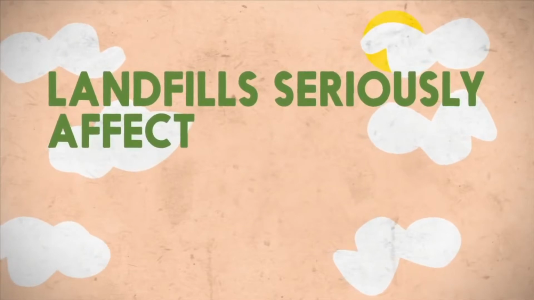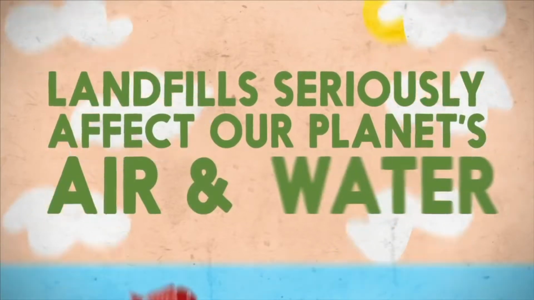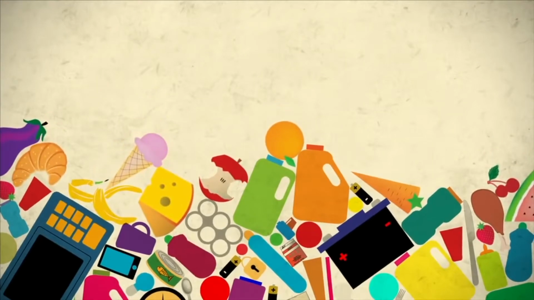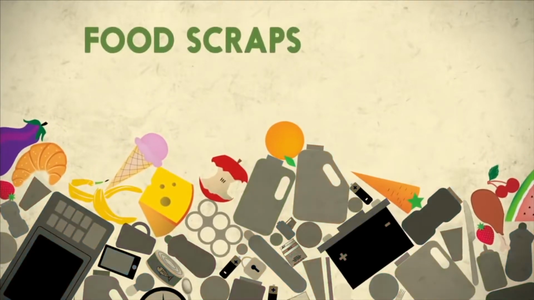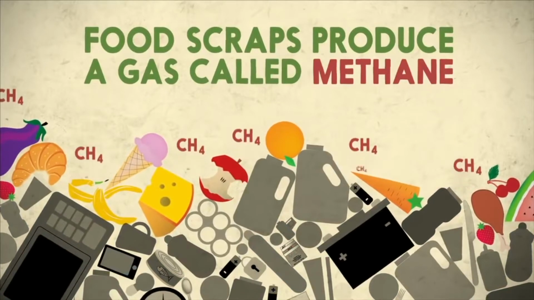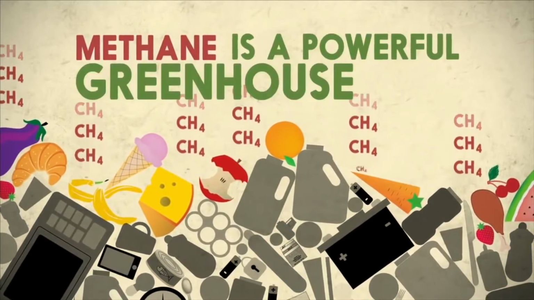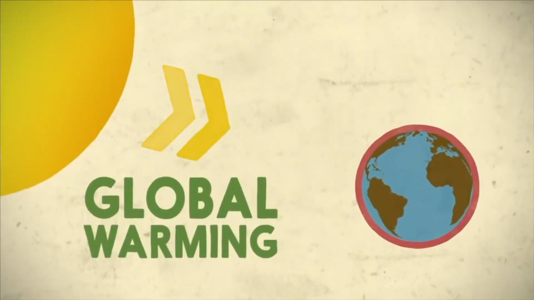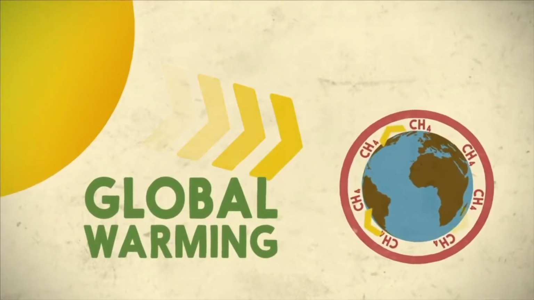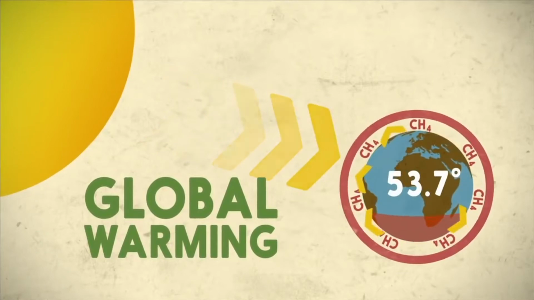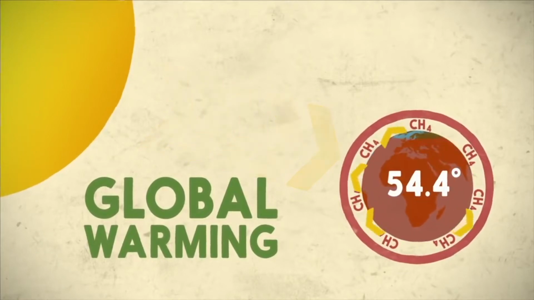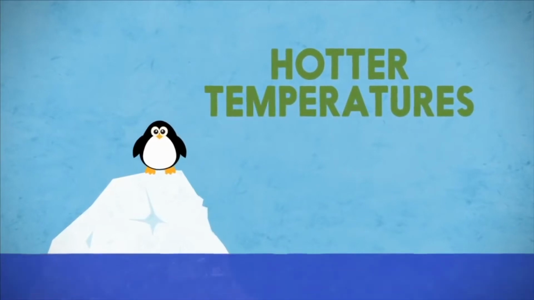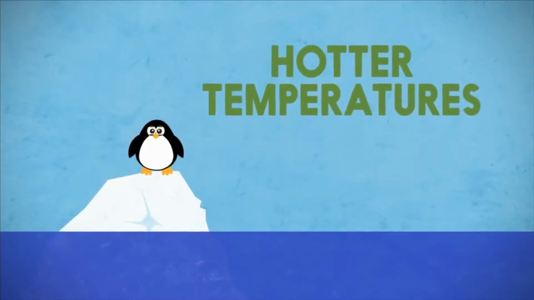Landfills seriously affect our planet's air and our water. When sent to a landfill, leftover food, also known as food scraps, will produce a gas called methane. Methane is a powerful greenhouse gas that goes into our air and contributes to global warming in a big way. Greenhouse gases trap the sun's heat in our atmosphere and warm up our planet. Hotter temperatures can lead to melting ice caps, rises in sea level, and animals losing their homes.